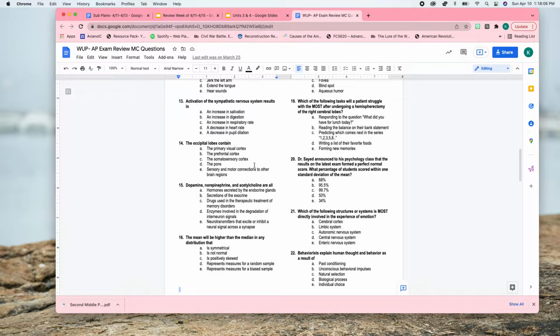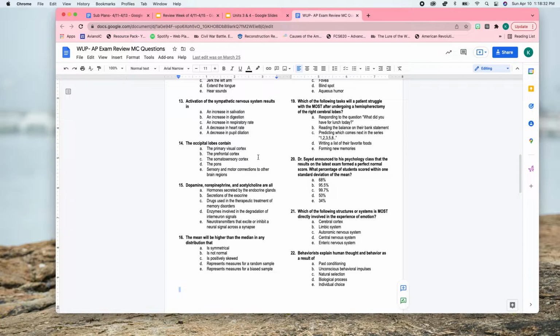So the occipital lobes contain, and the correct answer for this is A, the primary visual cortex. If you remember my way to remember it, occipital, the oculus goggles, right? Eyes, oculus. Okay. So the occipital lobes are home to your vision. That's going to be important as today we are going over Unit 3, which talks all about your senses.